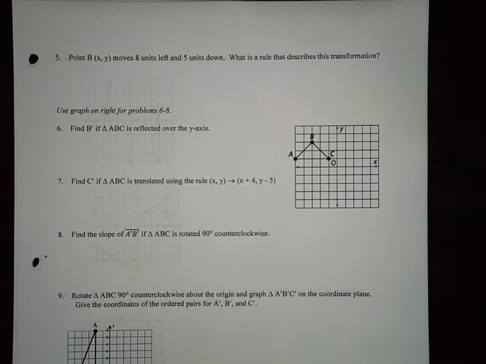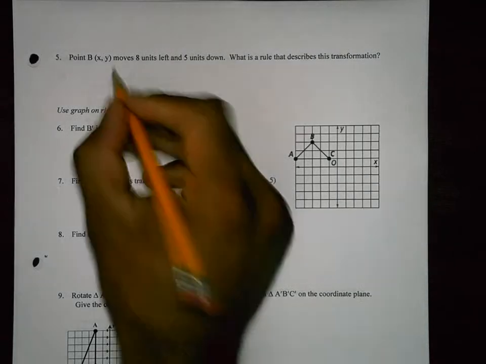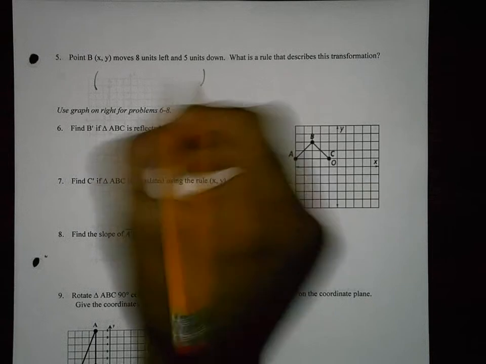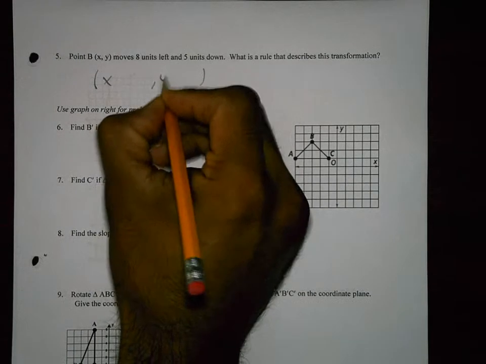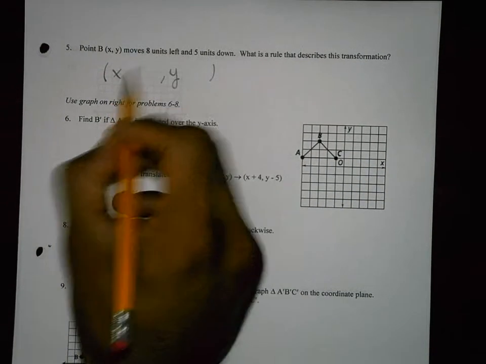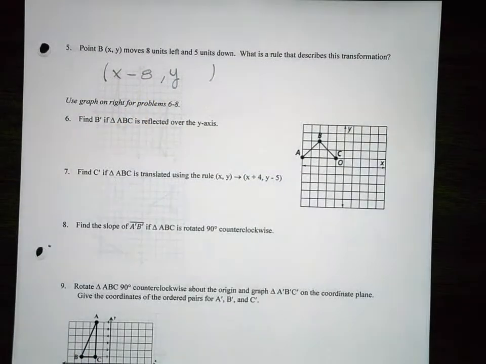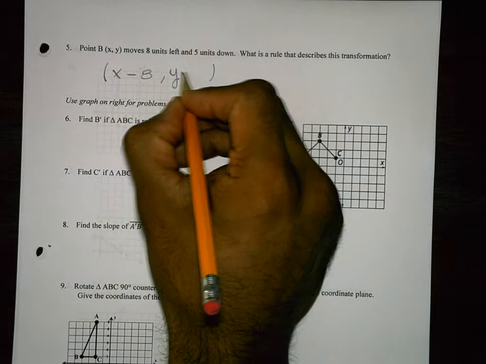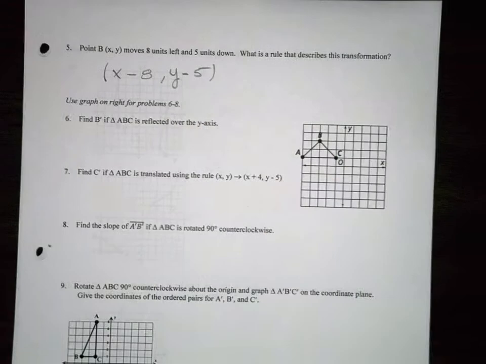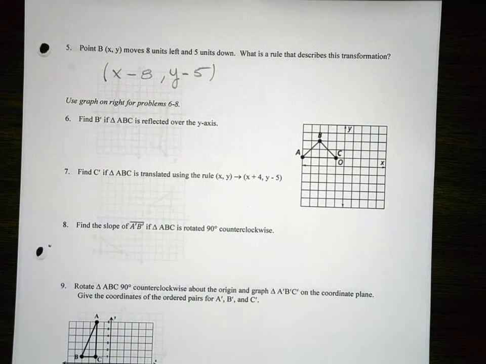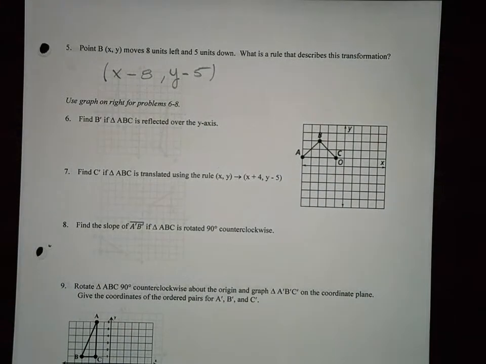It says point P moves 8 units to the left and 5 units down. What rule describes the transformation? So I'm taking this point here, and I'm going to do something with the x, something with the y. To the left means minus. I'm going to do minus 8 to the x. The x moves me left or right. And down, the y moves me up or down, so it's minus 5.